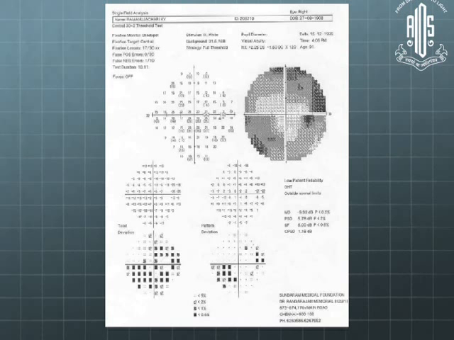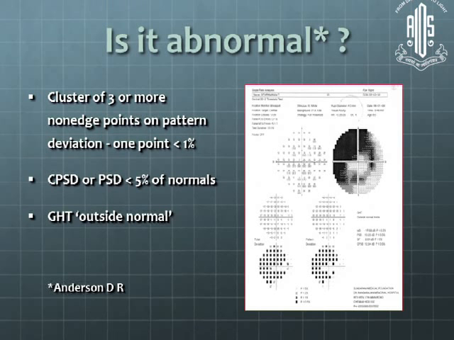Similarly, you have a patient like this who is about 91 years of age. I think it's probably not fair to subject very elderly patients and very young patients to perimetry and expect to get meaningful results. So, is the field abnormal?